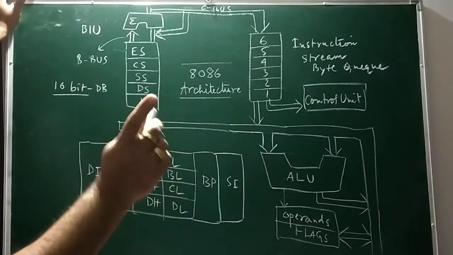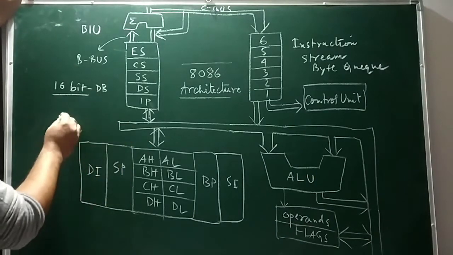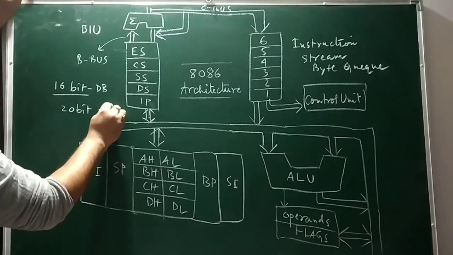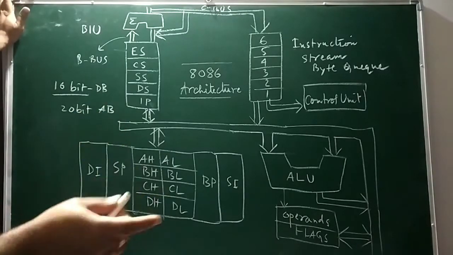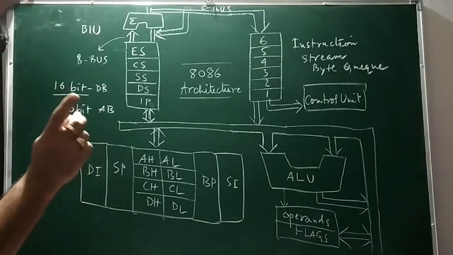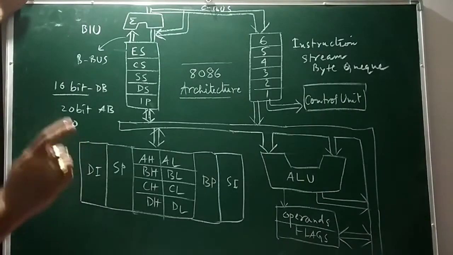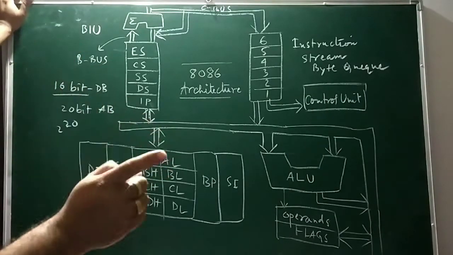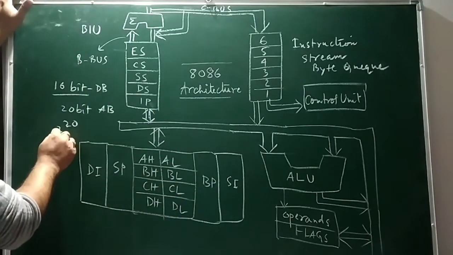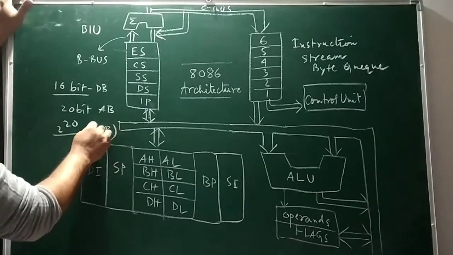The 8086 microprocessor has a 20-bit address bus. AB means address bus. It has a 20-bit address bus and can access up to 2 to the power 20 memory locations. 2 to the power 20 memory locations means 1 MB memory locations.